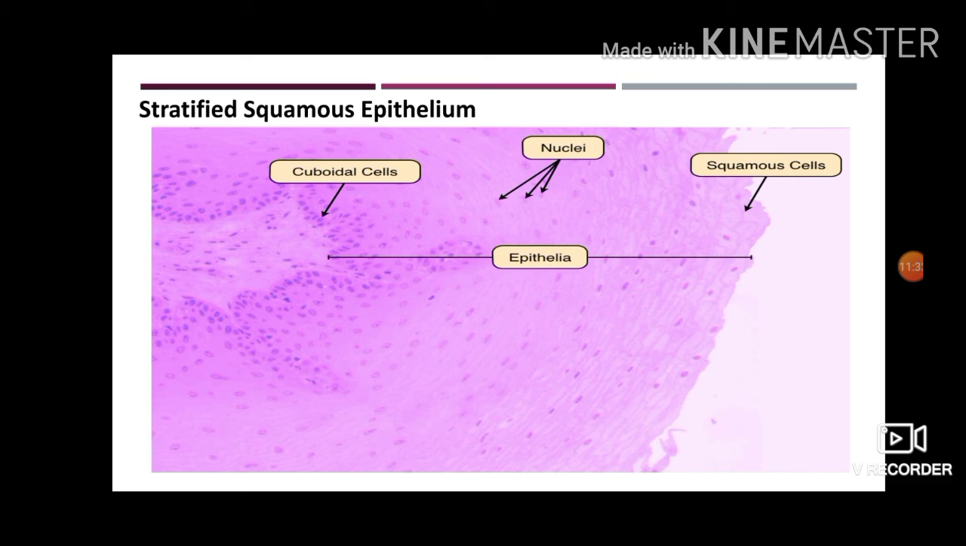It means the cells are flat in nature, but they lie one over another, forming a structure in layers. That is why they are called stratified squamous epithelium. You can easily see here, dear students, that flat cells are lying one over another. So stratified squamous epithelia consist of multiple layers of cells with the outermost layer being squamous.